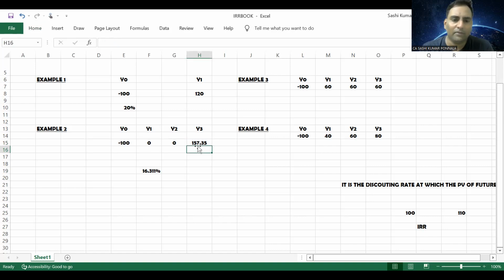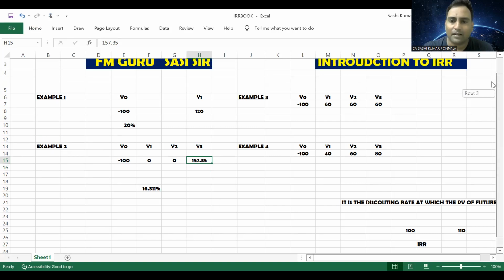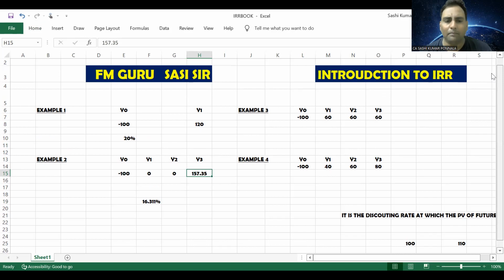That means this 157.35 is having an investment of 100 plus a return of 57.35. If you translate this return on annual basis, that would be the IRR of the investment. So this is about example number 2, where you can see you are investing 100 today to get some return in the future.